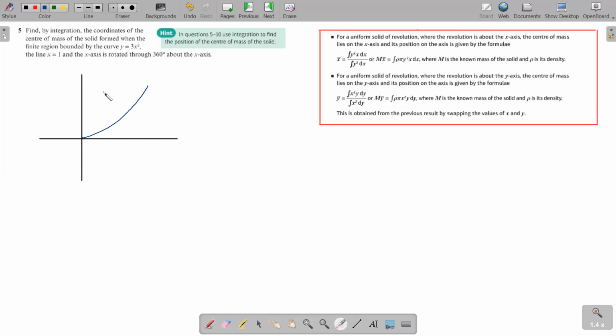Okay, so they are saying find by integration the coordinates of the center of mass of the solid formed when the finite region bounded by the curve y equals 3x squared, the line x equals 1. So let's say the line x equals 1 is over here. This is the line x equals 1. Okay, so this is x equals 0, the place where you make the turn. So you have to get the finite region between these 2 points, right? Because this is the place where you touch the x-axis. The other part of the curve, you don't need to consider that, right? So the finite region is what I need to consider over here.